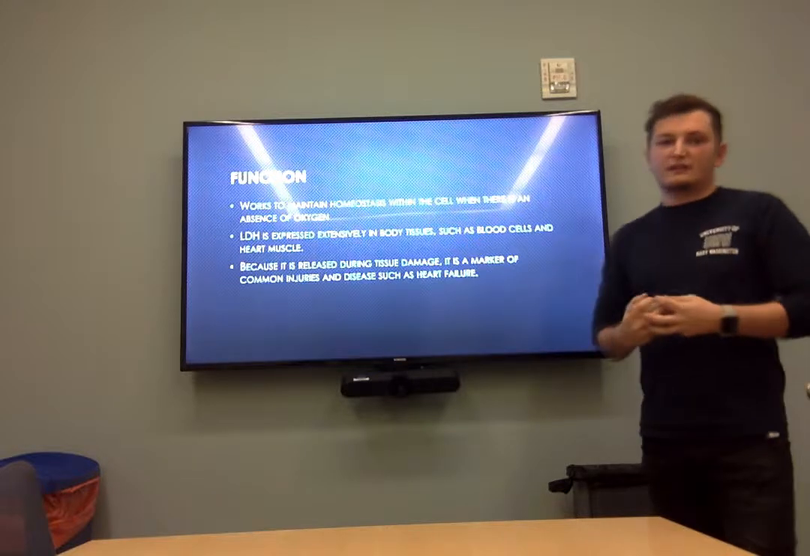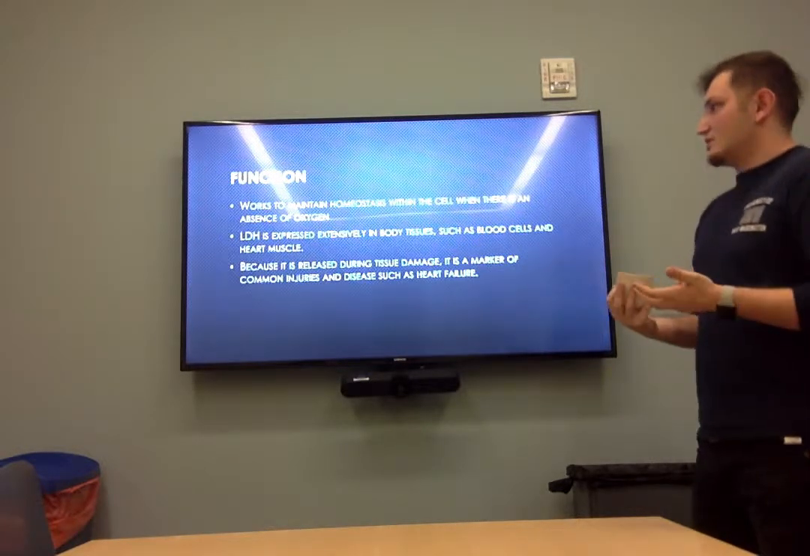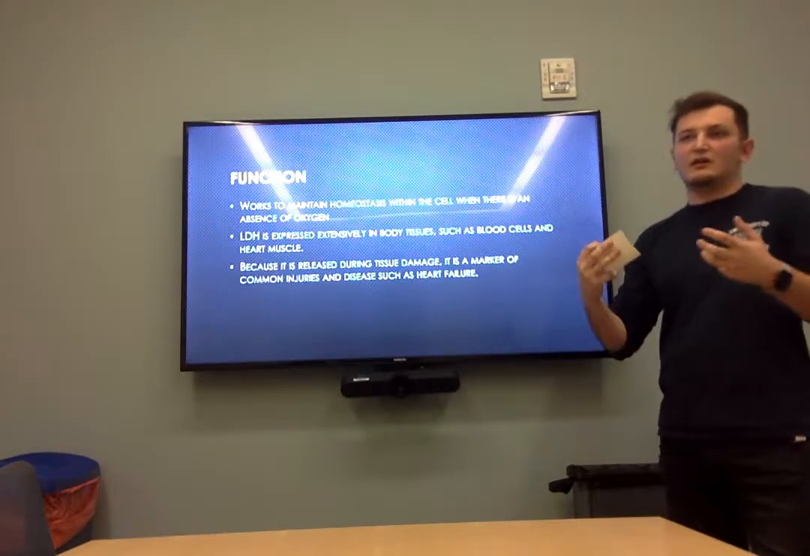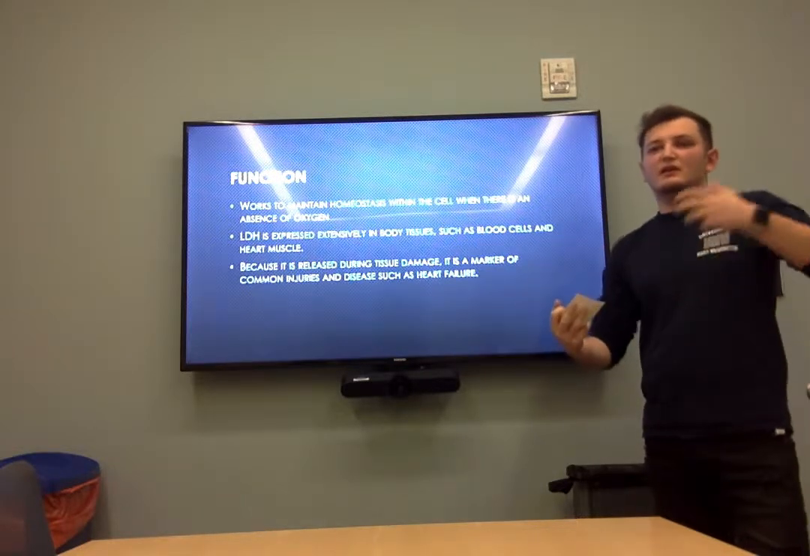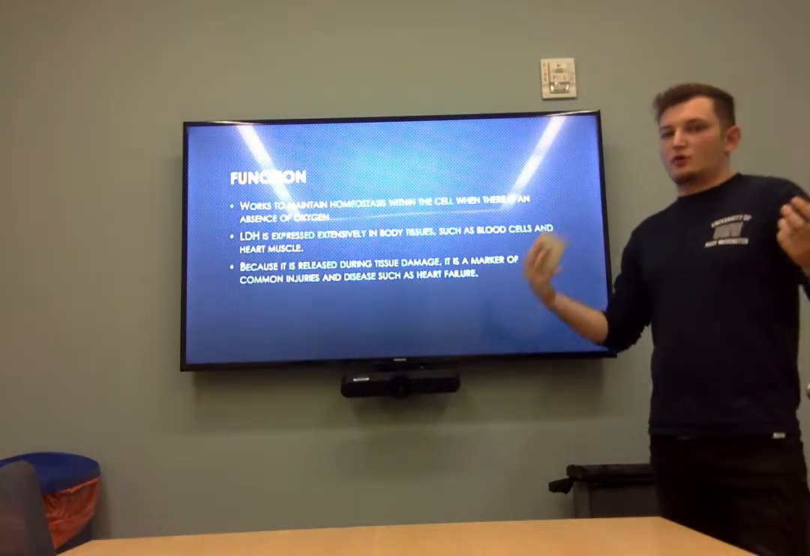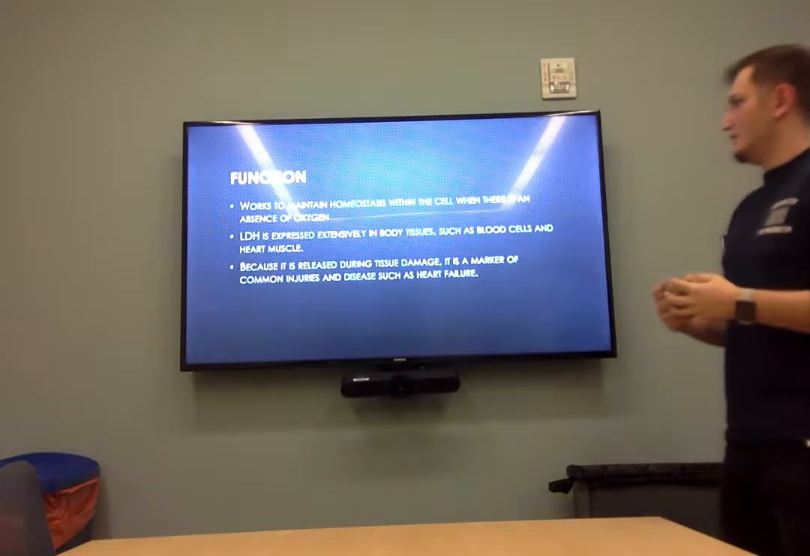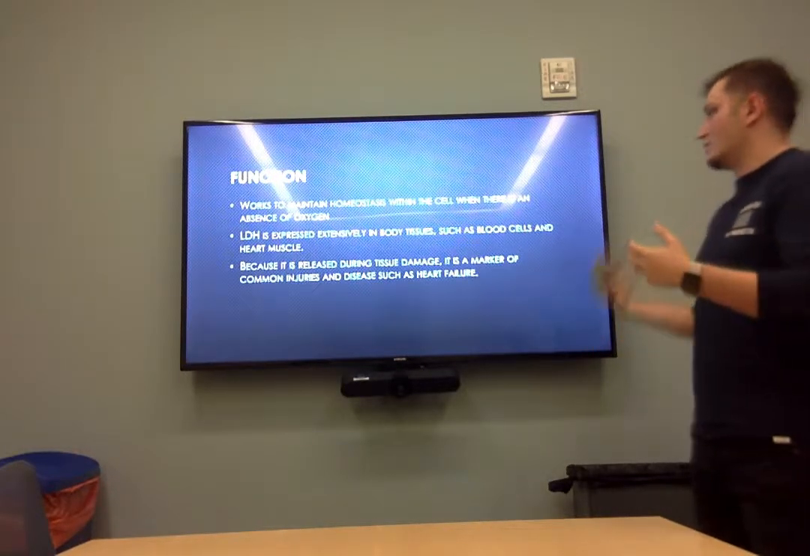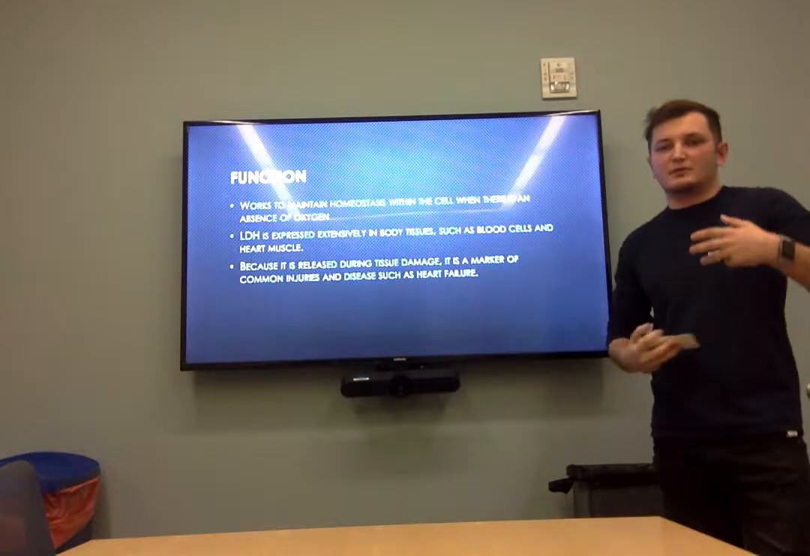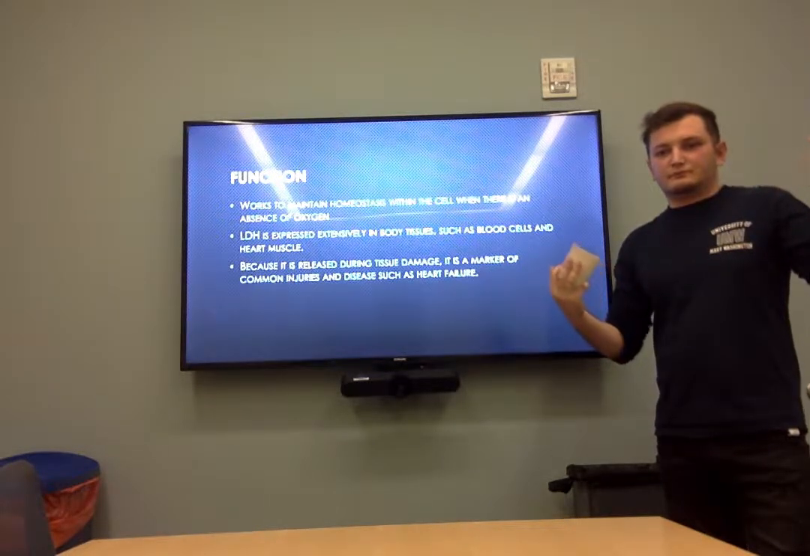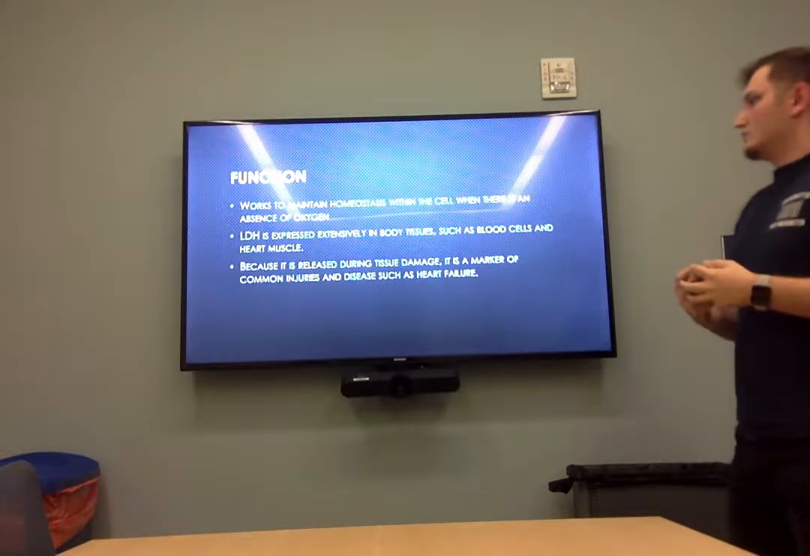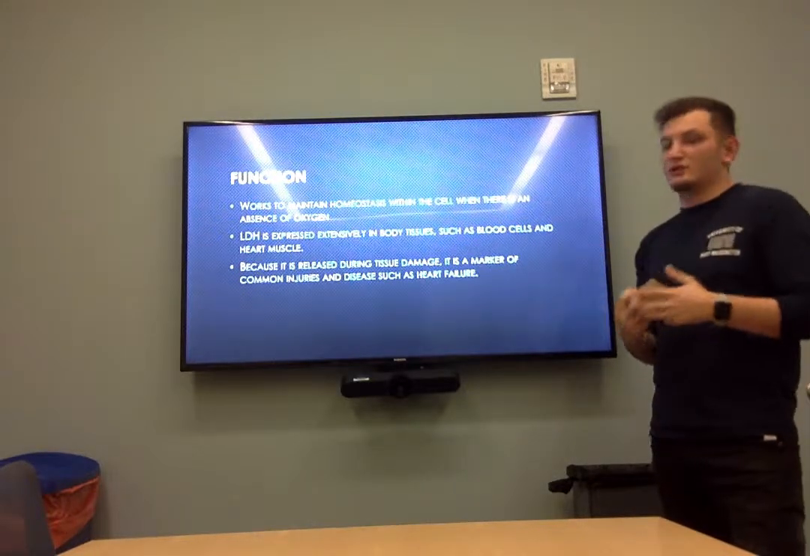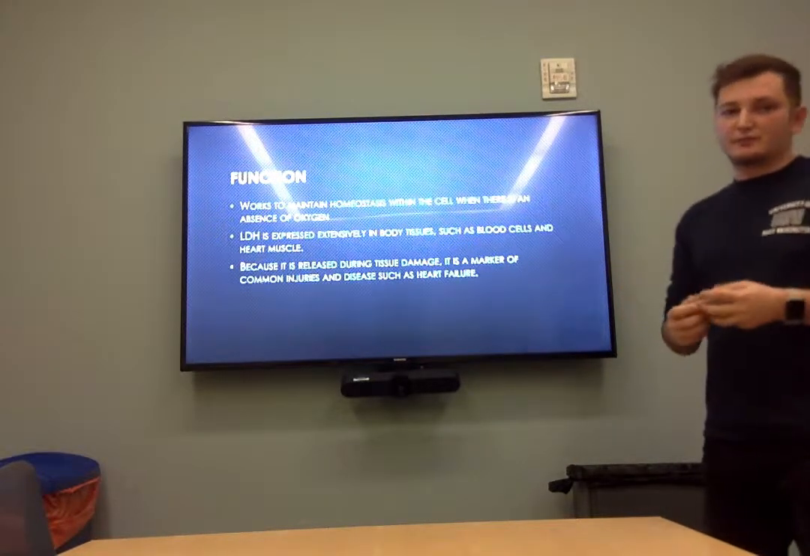So, what is the function of lactate dehydrogenase? Lactate dehydrogenase works to maintain homeostasis within the cell when there is an absence of oxygen. LDH works in both an anaerobic state and an aerobic state. LDH is expressed extensively in body tissues, such as blood cells, heart muscle, liver, serum, and the kidneys. Because it is released during tissue damage, it's considered a marker for common injuries and diseases such as heart failure.